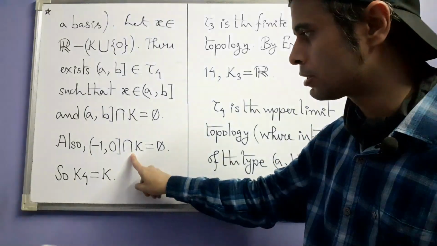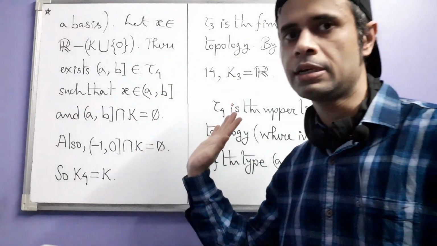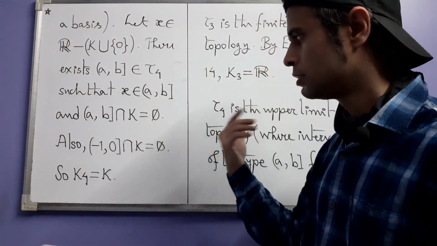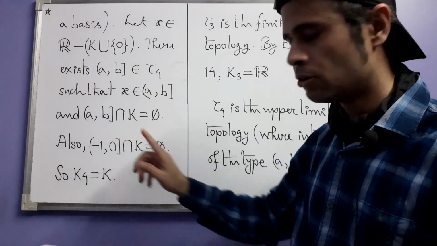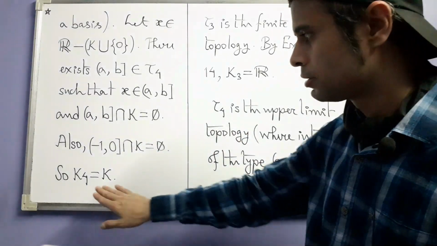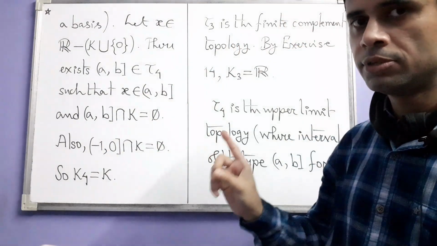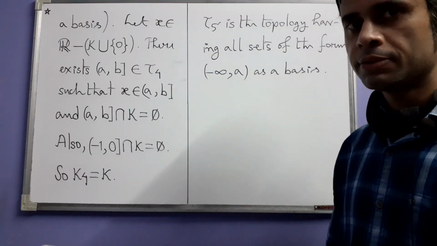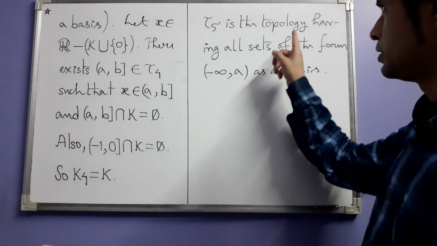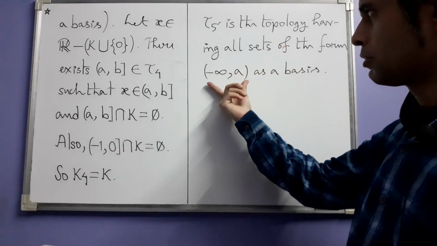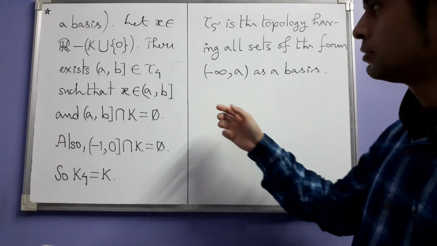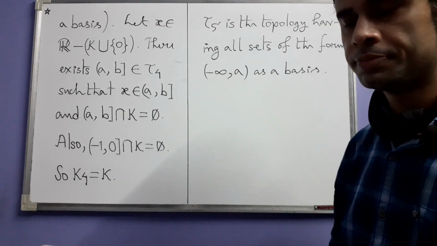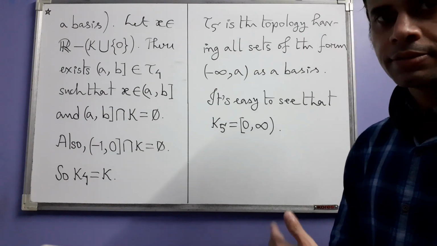That also does not intersect K because it's entirely to that side, whereas everything in K is positive, and that is why 0 will also not belong to the closure. So just like K2 is K, K4 is also K. And finally we have the fifth topology, tau 5, which is the topology generated by all intervals of this form. That means this type of sets form a basis for this topology. And I write just this sentence.